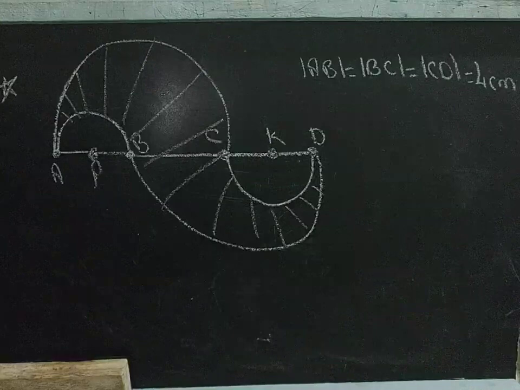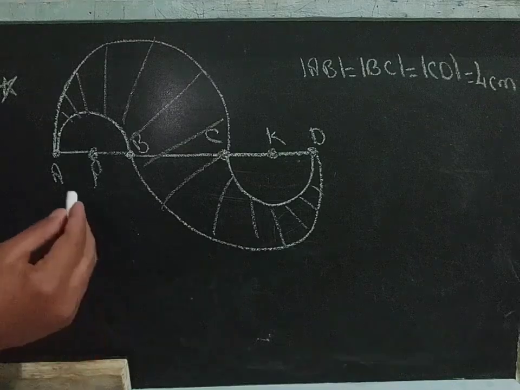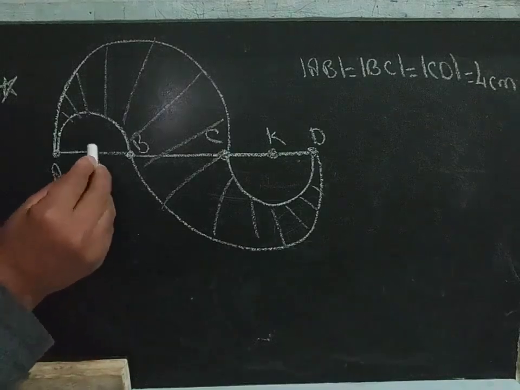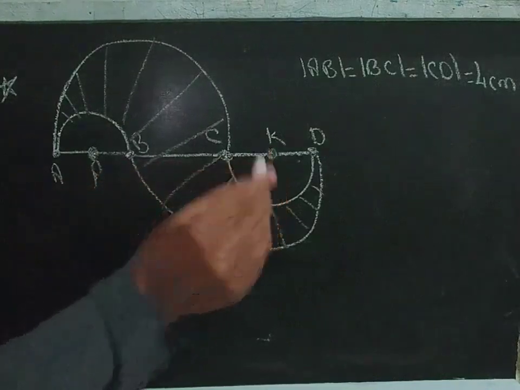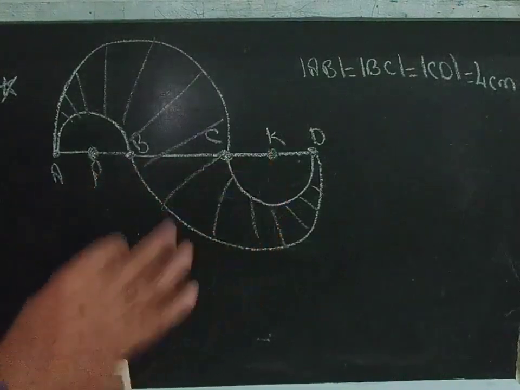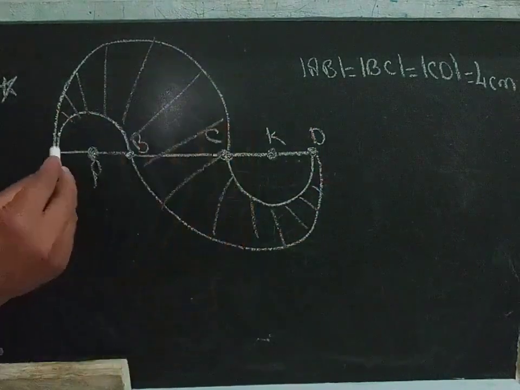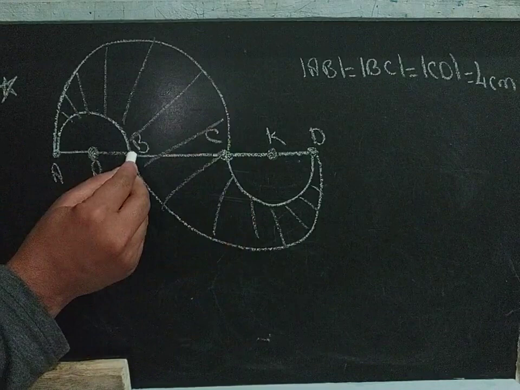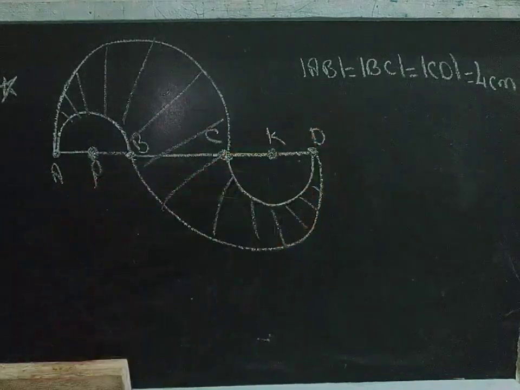Alright, this question is really cool question. So the question is saying that P, B, C and K are centers of 4 circles. So AB, BC and CD are the same and 4 centimeters.